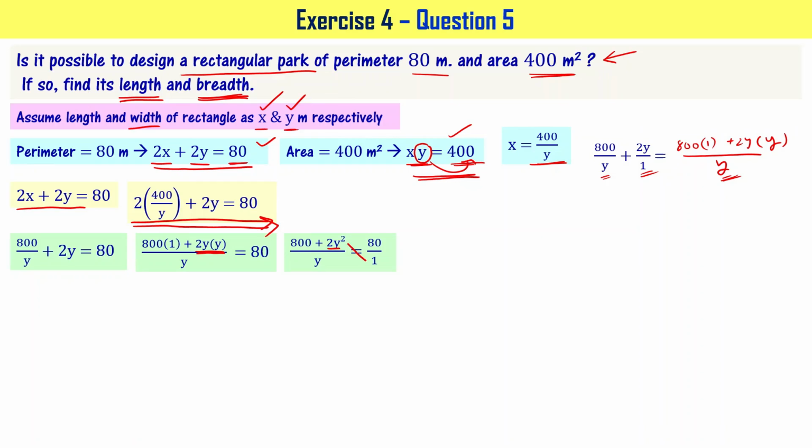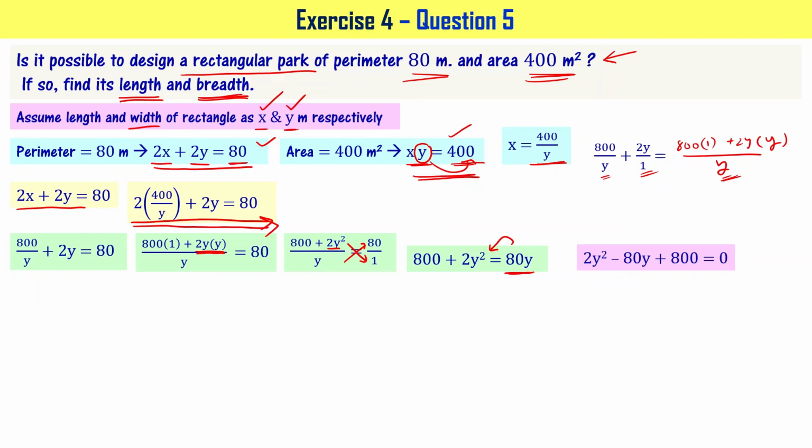I can do the cross multiplication now. When I do the cross multiplication, it is going to be 800 plus 2y square equal to 80y. Let me transpose this 80y to the other side so that it can be written as 2y square minus 80y plus 800 equal to 0. This is a quadratic equation representing these two statements together, right?